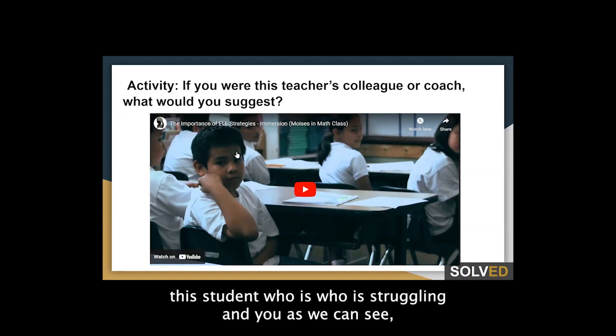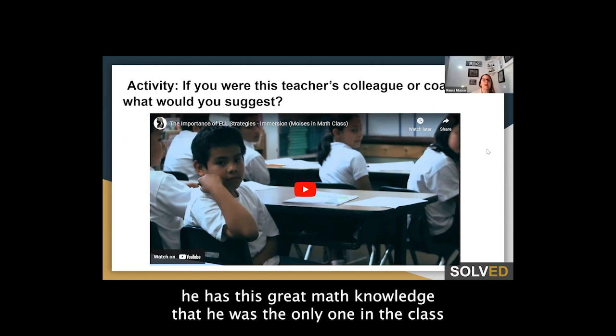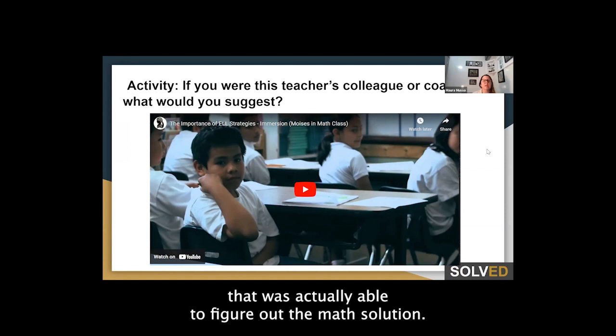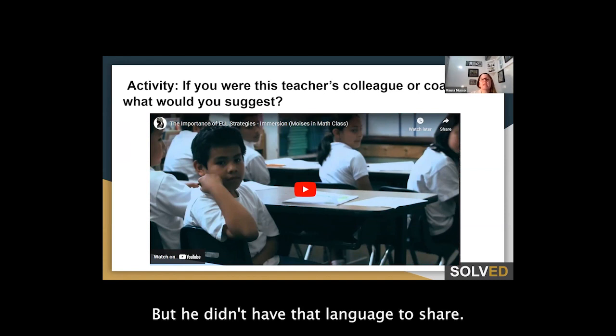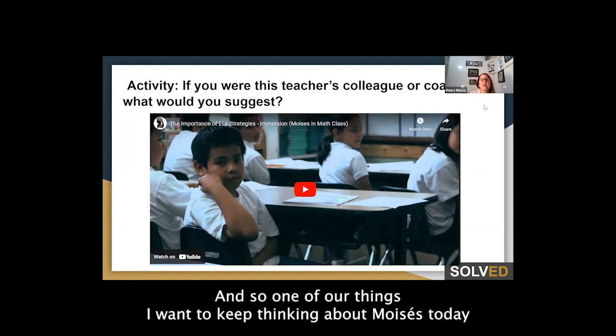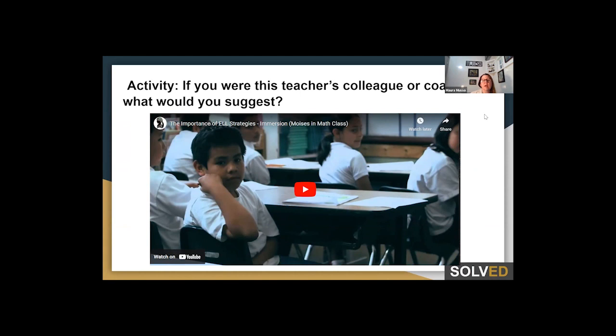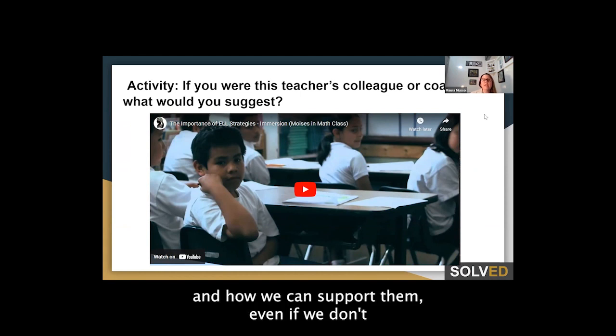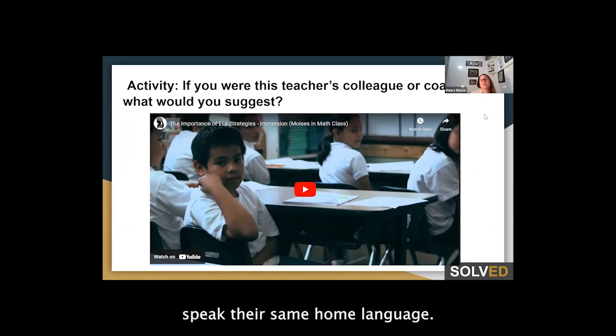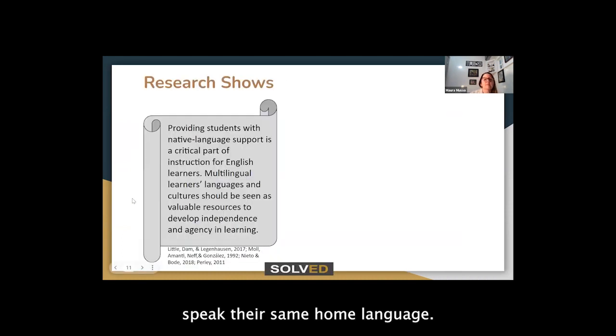And as we can see, he has this great math knowledge. He was the only one in the class that was actually able to figure out the math solution, but he didn't have the language to share. So one of the things I want to keep thinking about today is Moises, and students like him in our classes, and how we can support them even if we don't speak their same home language.